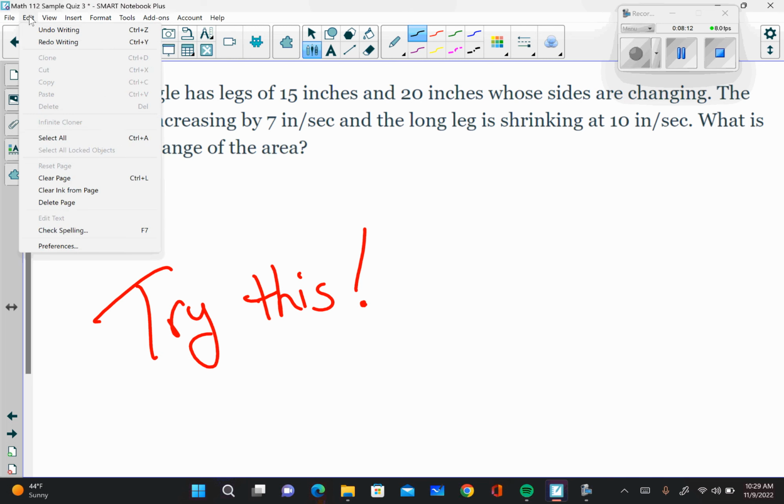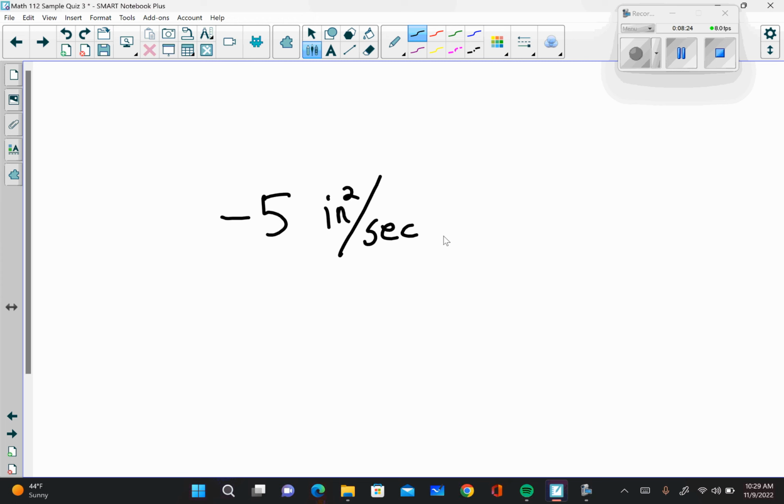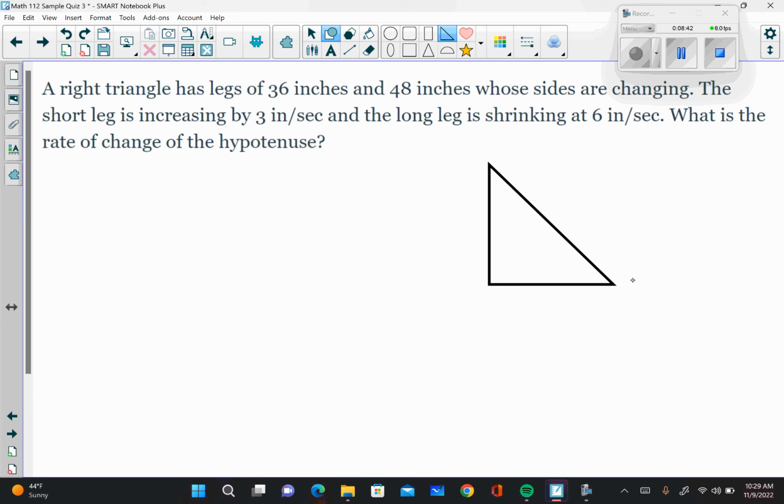There's only one related rates question on the quiz Friday, but you should try this one. It's just like the last one, and make sure you get this answer. Just do it like the last one. This one's a little bit different, so I'm going to do this one with you. Remember, there's only going to be one related rates on the actual quiz. Here's another one for practice. Don't forget to practice the one that was on the last slide on your own.